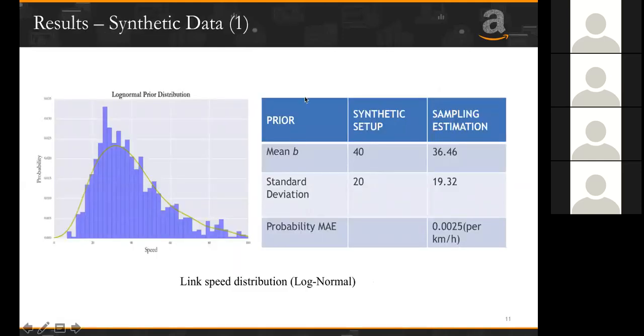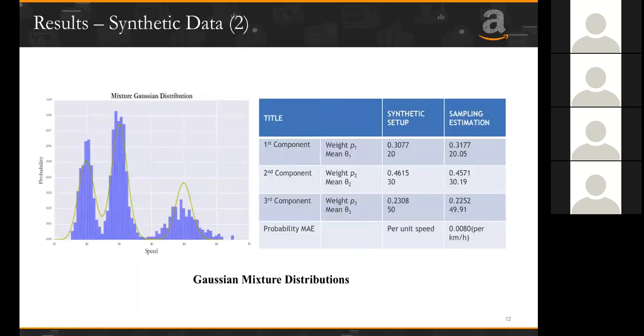So this is the estimation on the synthetic data. We set the prior mean as 40 and standard deviation 20. Then 36.46 and 19.32 are our estimations. The mean absolute error is only 0.0025 kilometers per hour. This is for the Gaussian mixture model estimation. Our setup is 20, 30, 50, and our estimation, you can see, is very close. The mean absolute error is 0.008 kilometers per hour.